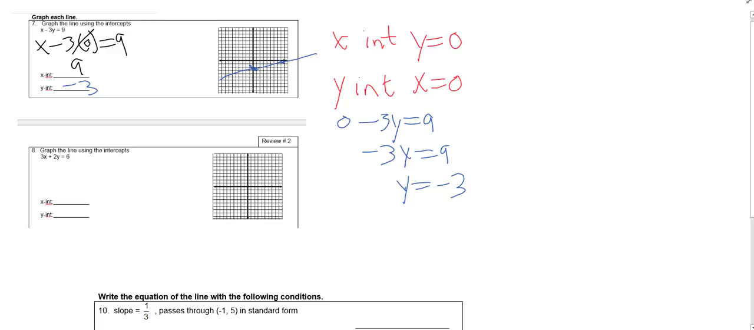Alright, number 8 says graph the lines using the intercepts again, so that would be the same process. Doing it a little bit quicker this time. If you set y equal to 0, that whole thing goes to 0, so you have 3x equals 6, x equals 2. Come over to your x-axis, find 2. And likewise, if you set x equal to 0, this whole thing right here goes to 0, and you have 2y equals 6. Divide by 2, and you get y equals 3. Put a dot somewhere close to 3. Connect the 2, and you got yourself your equation.